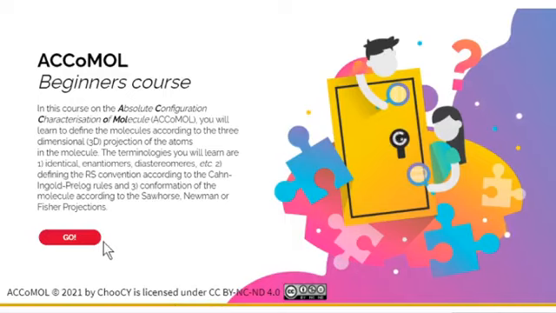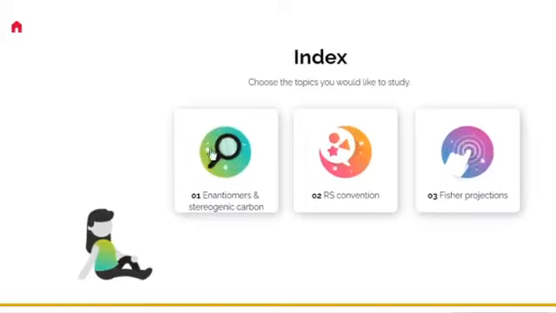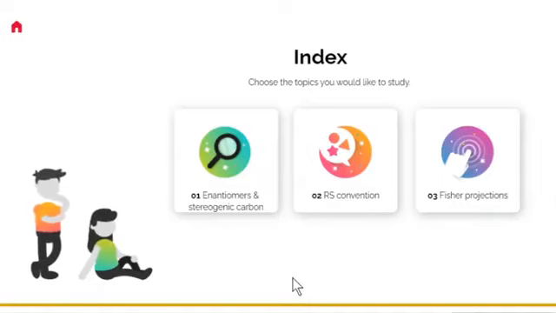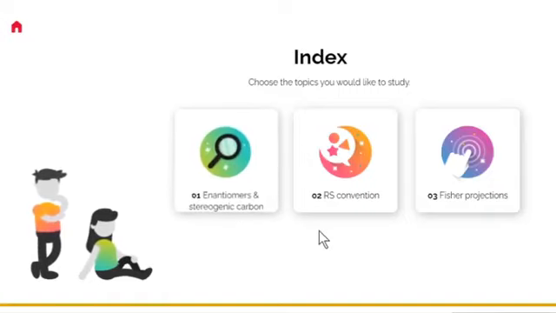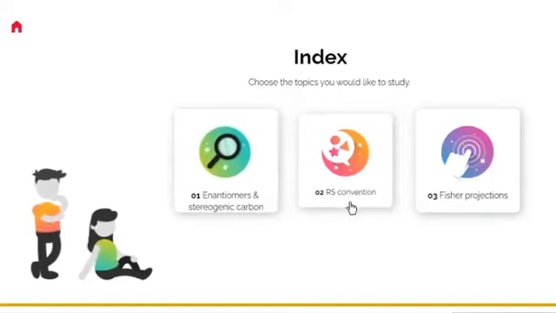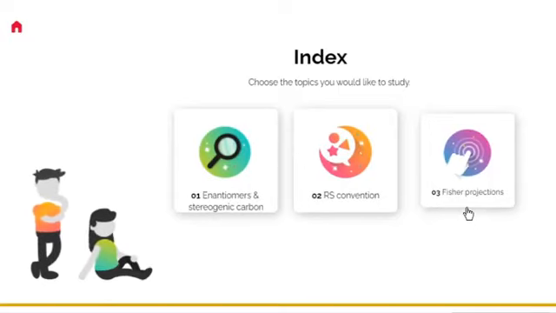So this interactive learning activity is pretty simple, and we have it copyrighted under the Creative Commons. Alright, so you just have to press go, and it will bring you to the index, which is the content of the learning activities. In this beginner's course, we have 3 contents: simple terminologies to classify the 3D projections of these molecules. Number 1 is enantiomers and stereogenic carbon. Number 2 is RS convention. Number 3 is Fischer projections, including the Sawhorse and the Newman projections.